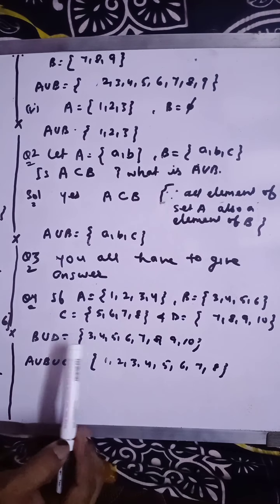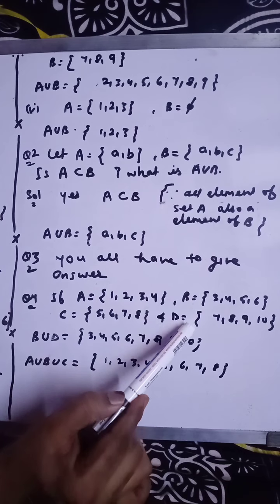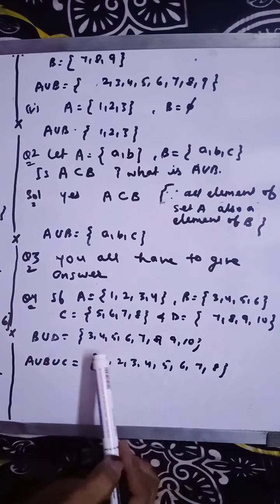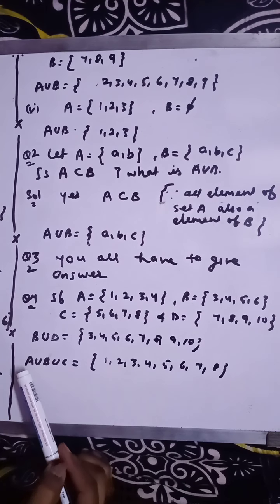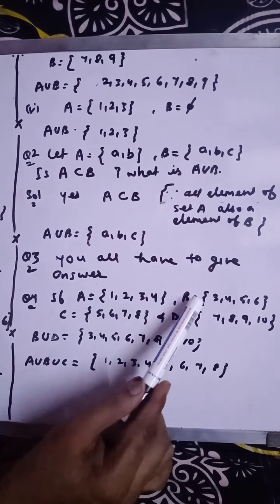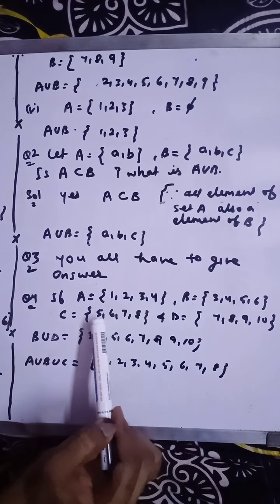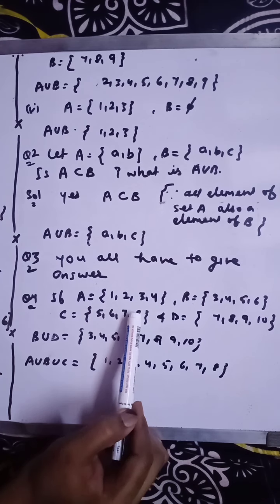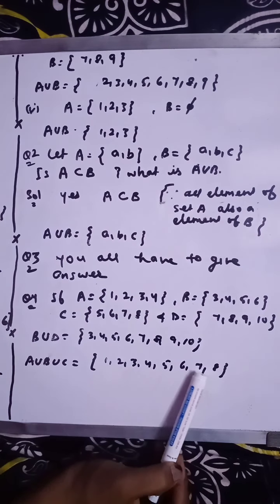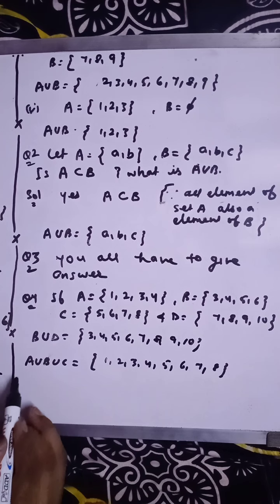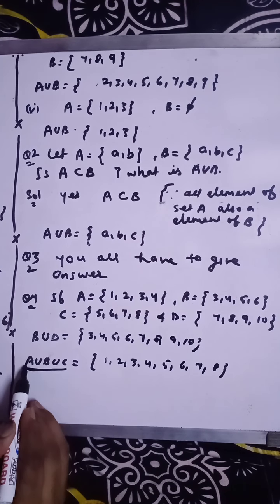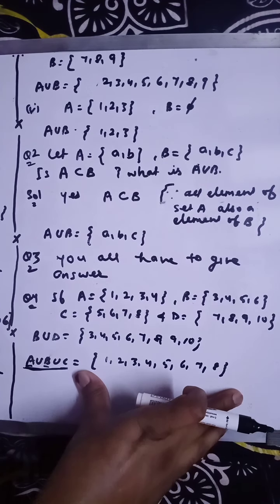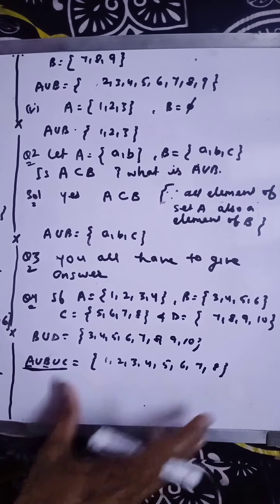So B union D means you have to write all the elements which are coming in B and D. So here it is: 3, 4, 5, 6, 7, 8, 9, 10. You have to write all the elements. If you have to find out A union B union C, you have to check A, B, C, and write all the elements from these: 1, 2, 3, 4, 5, 6, 7, 8. Union means you have to write all the elements in A, B, and C. So this is your A union B union C.